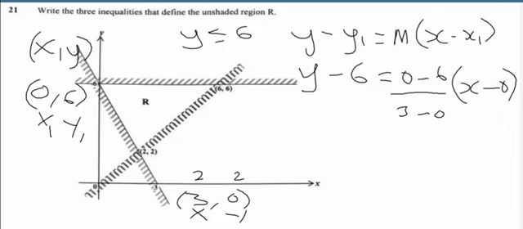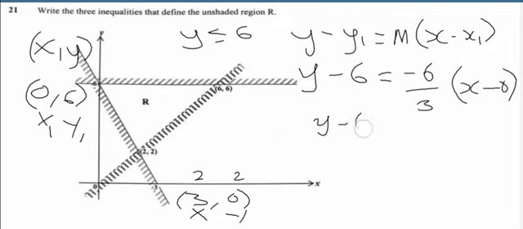So 0 minus 6 is negative 6. Then 3 minus 0 is just 3. So on this part here, we are remaining with negative 6 divided by 3. So here we have negative 6 divided by positive 3. And then 3 into negative 6 is negative 2. So here we are going to have y minus 6 is equal to negative 2.